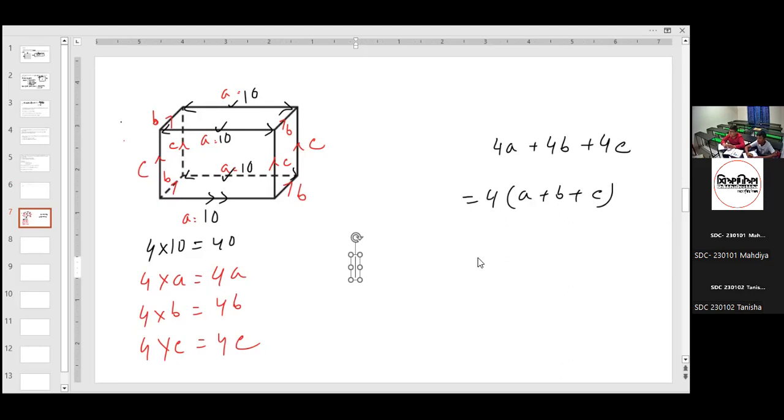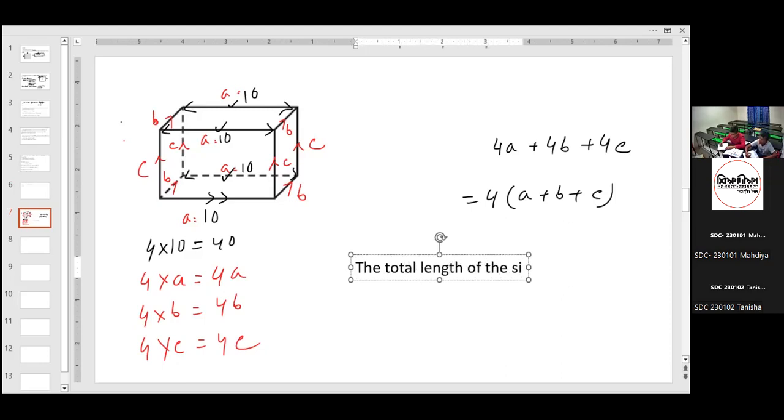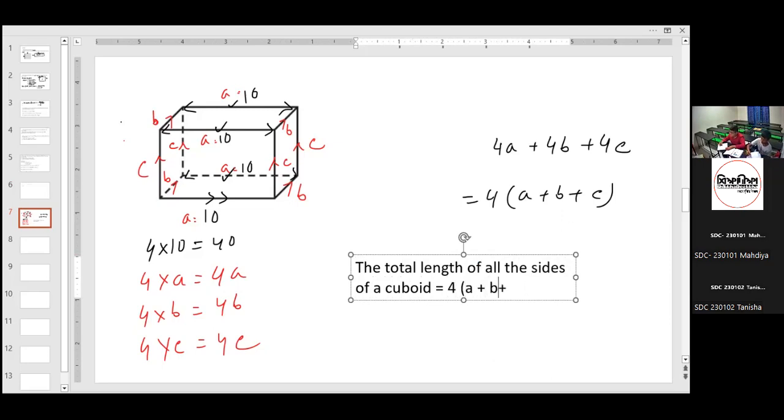Now, what's the point of the discussion I was having? The total length of all the sides of a cuboid or rectangular cuboid will be 4 into A plus B plus C. Did you understand? Yes, sir.